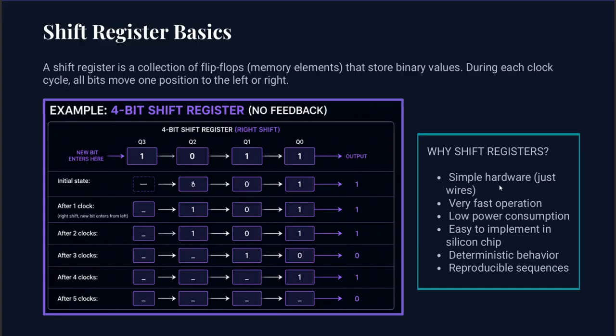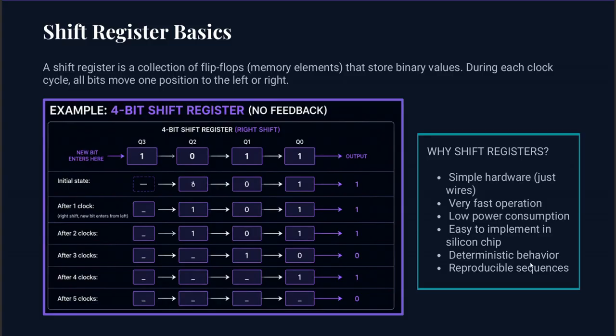Now let us understand why shift registers are important. The hardware is extremely simple because only the flip-flops and connections are required. This operation is very fast since the shifting can happen directly in the hardware circuit. So the power consumption is also low, making them useful for embedded and communication systems. They are very easy to implement in silicon chips.